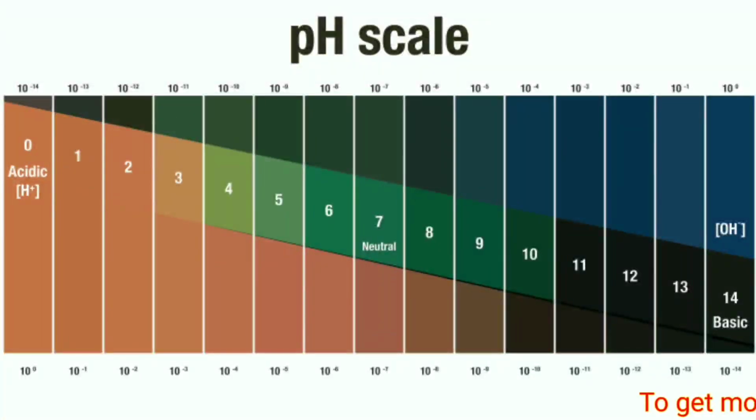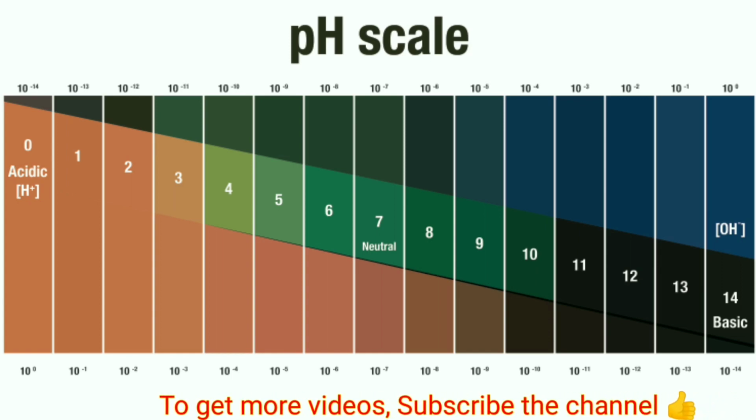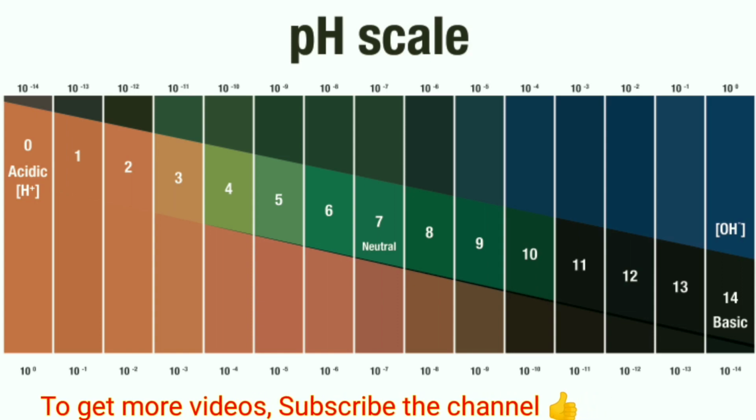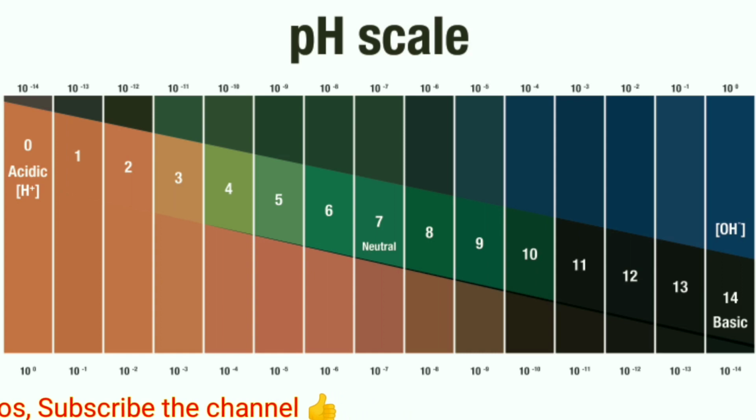So this pH scale contains the values from 0 to 14, and this is a scale for measuring the H plus ion concentration of the solution. Here we can observe the scale. It contains the values from 0 to 14, and negative power values will be there, 10 to the power of minus 14 to 10 to the power of 0.